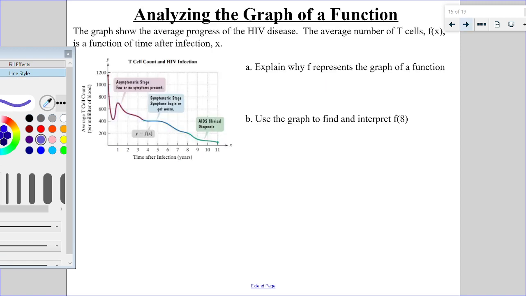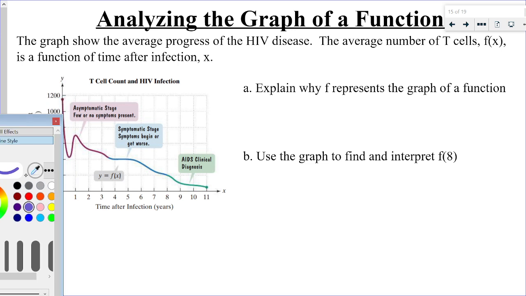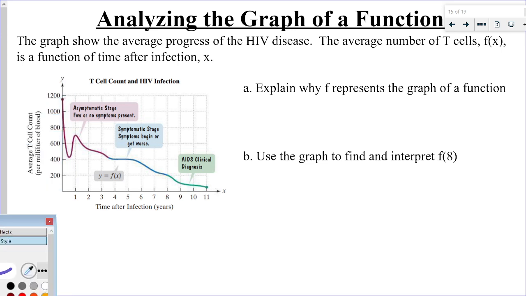All right, the last thing we are going to look at today is analyzing a graph. This one, I'm going to make mine a little bit bigger here. The graph shows the average progress of the HIV disease, the average number of T cells, which is our function, which means the function is going to be our y-axis, T cells, and time after infection is our x-axis, and they have that listed in years. So think back to what we started with here.